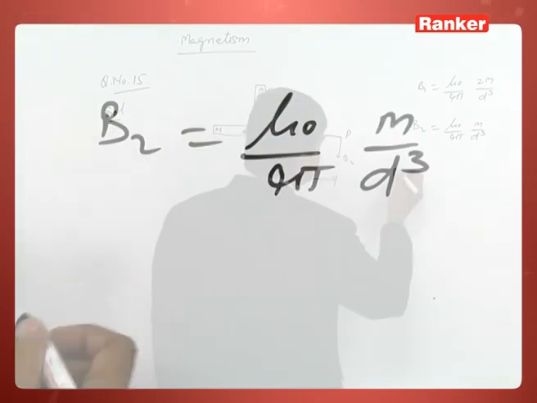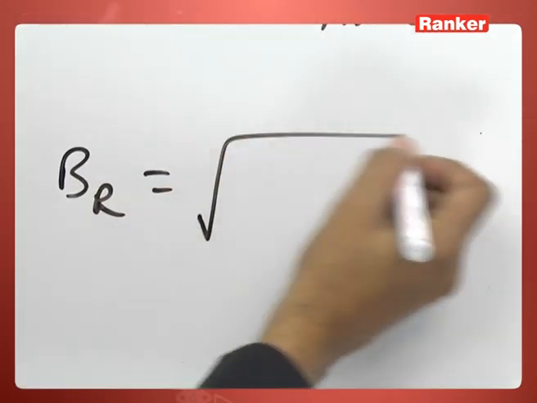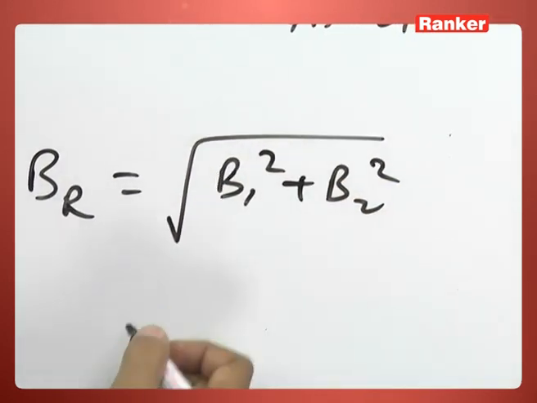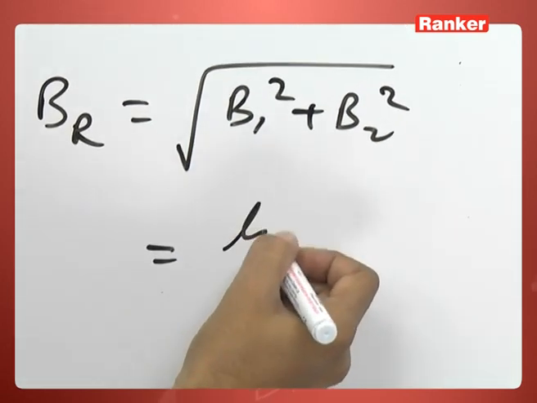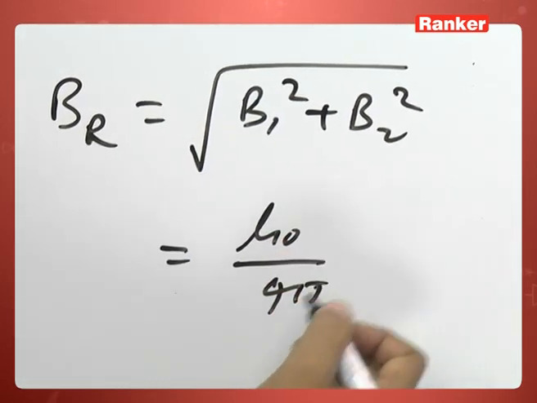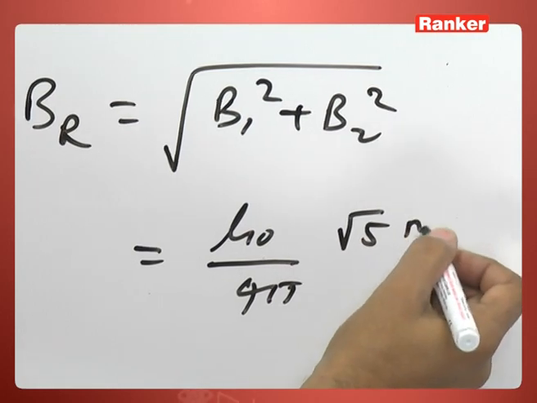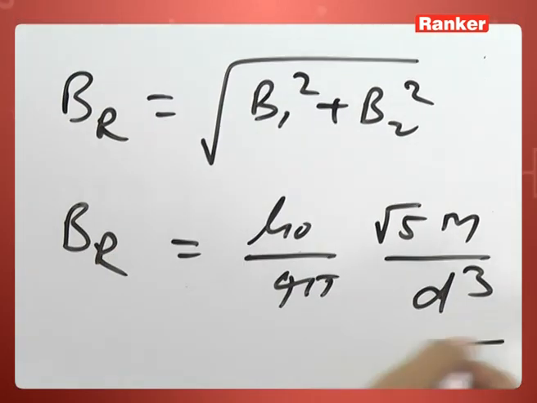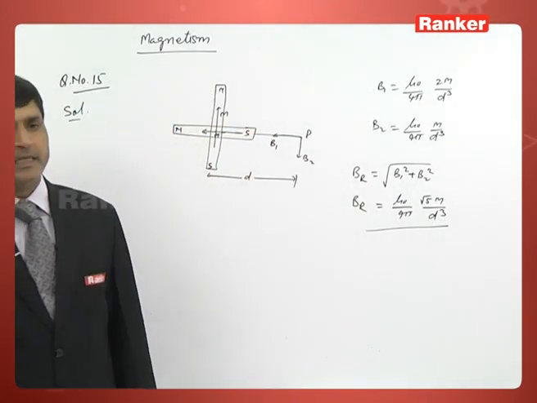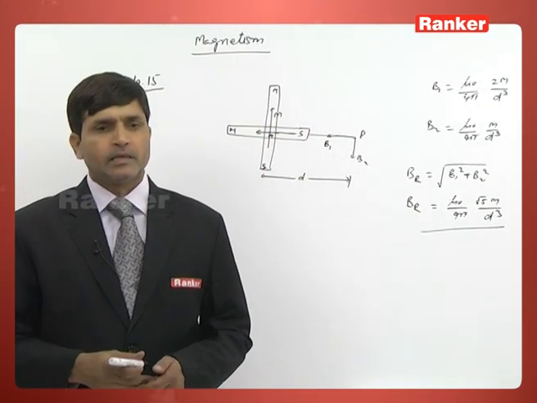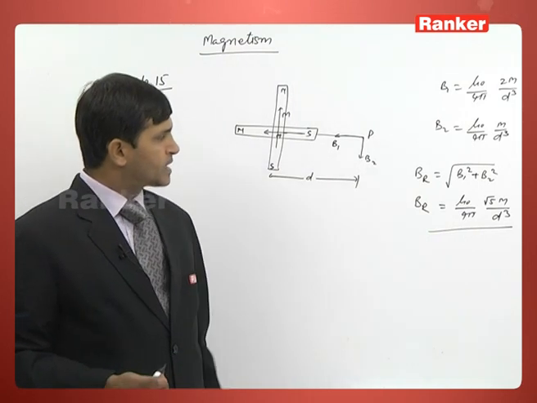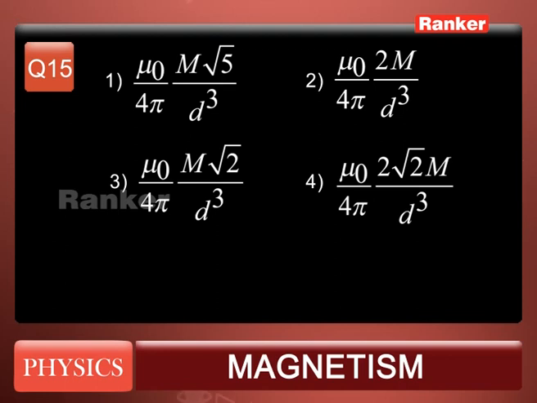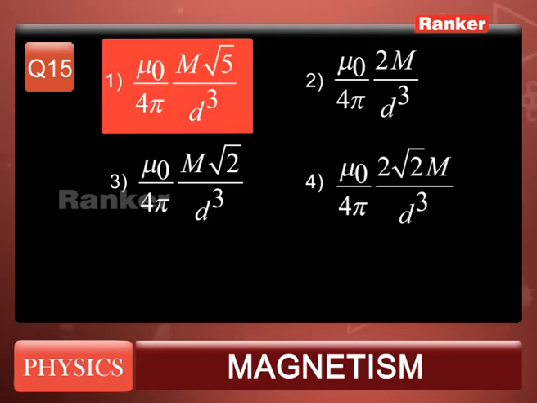So the resultant field is root of B1 square plus B2 square. After solving, you will get μ0 by 4π, root 5 M by d cube. This is the resultant field. So now see the result: B_R is root 5 M by d cube, so option number 1 is the correct option.